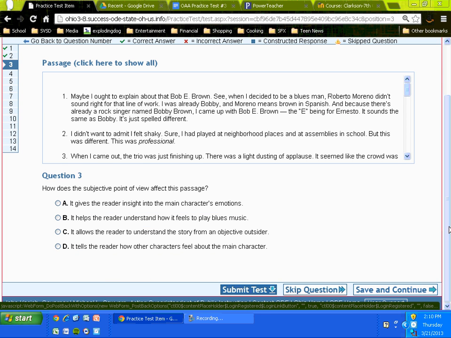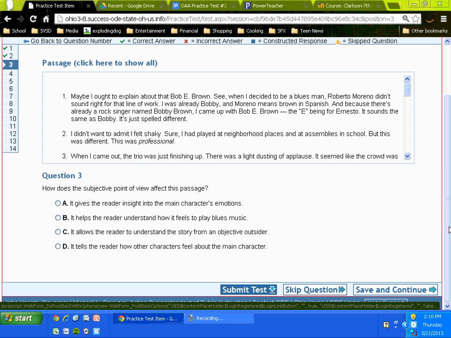How does the subjective point of view affect this passage? Go back to your notes. We've talked about rereading portions of the passage. We've talked about eliminating incorrect answers. We've talked about key words just now. What other piece of advice have I given you in your notes that we need to bring into play here?